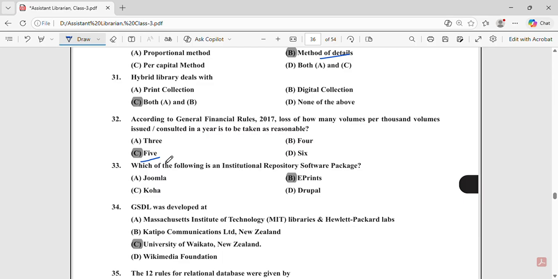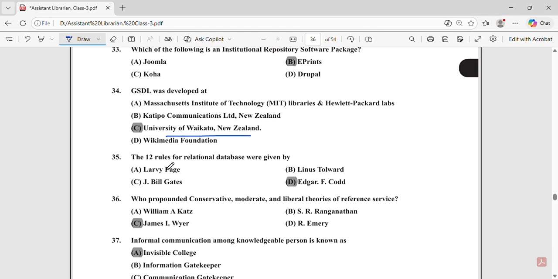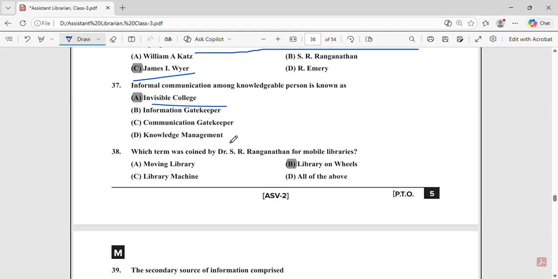Which of the following is an institutional repository software package? ePrint. GSDL was developed at the University of Waikato, New Zealand. The 12 rules for relational database were given by Edgar F. Codd. Who propounded conservative, moderate and liberal theories of reference service? James I. Weir. Informal communication among knowledgeable persons is known as the invisible college.